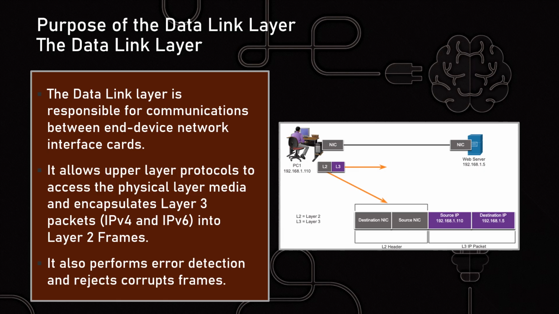So this layer is going to allow upper layer protocols, layer 3 and up, to access physical layer media at layer 1. It's also going to encapsulate layer 3 packets for IPv4 and IPv6 into a layer 2 frame. It also performs error detection and rejects corrupted frames. So the data link layer is able to identify, in certain capacities, a frame that is not considered valid for purposes of processing or transmission of data.